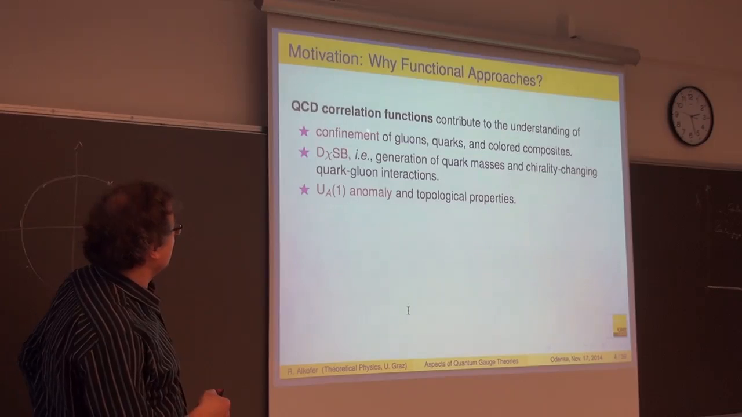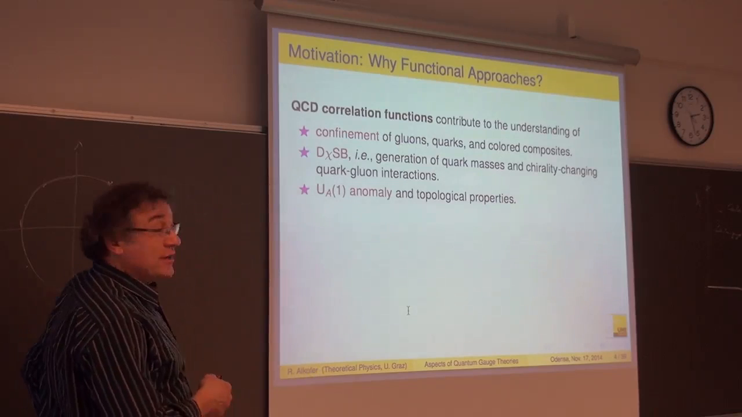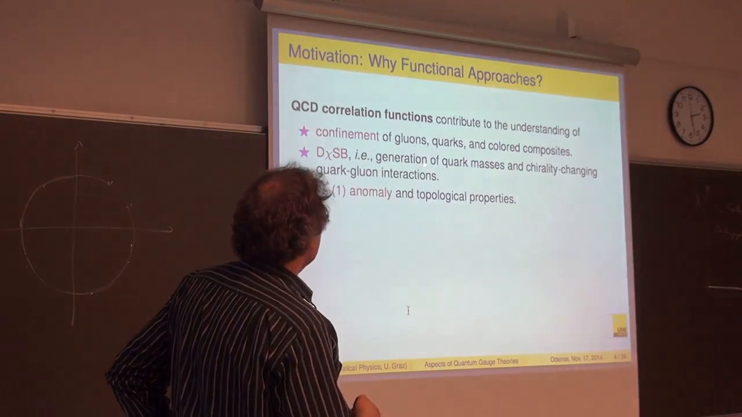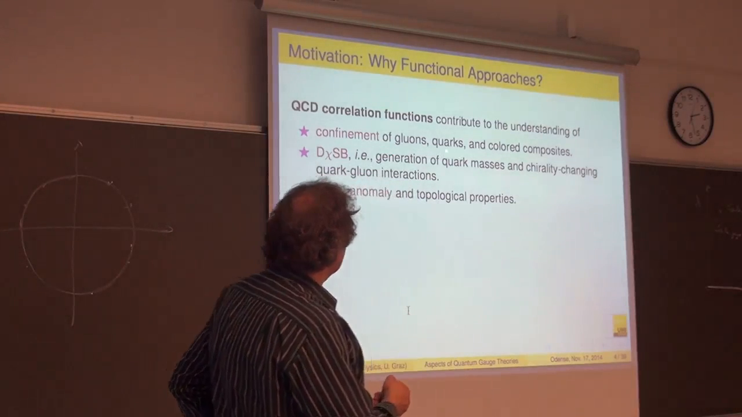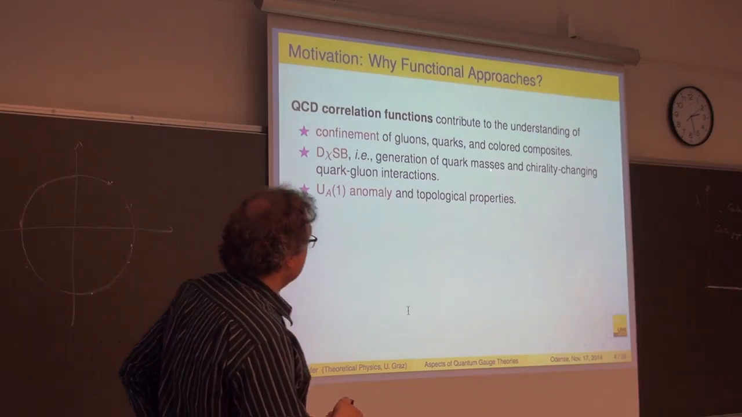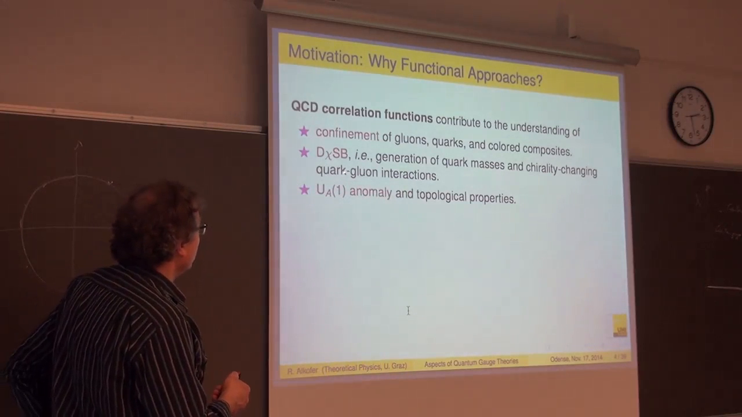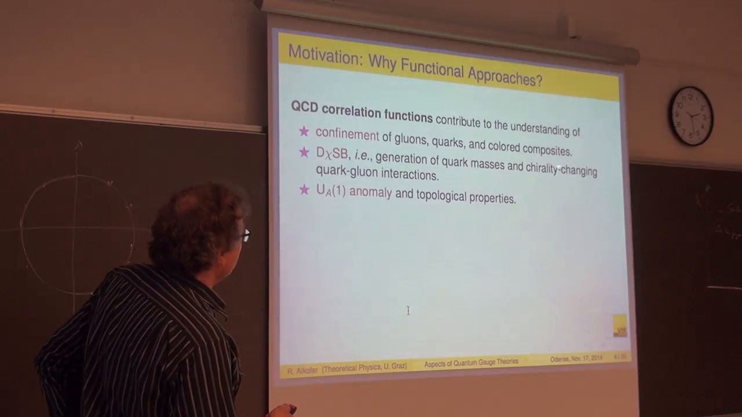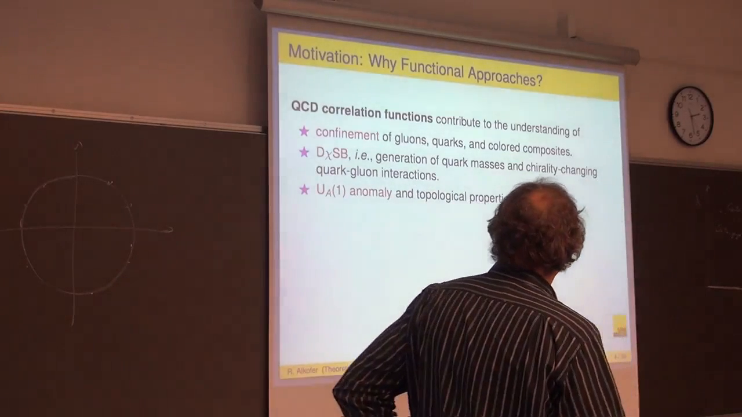We want to understand the confinement of gluons, quarks, and color composites. We want to understand dynamical chiral-symmetry breaking. Since the days of Nambu, people have equated the dynamical generation of quark masses with dynamical chiral-symmetry breaking. You have to be very careful. The generation of quark masses is only one consequence of dynamical chiral-symmetry breaking. Another very important consequence is that you generate chirality-changing quark-gluon interactions, and I will say something today about this.